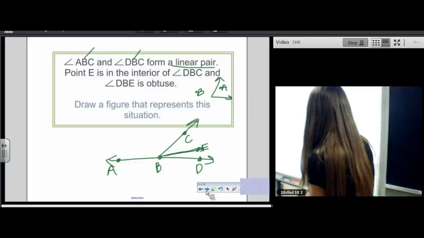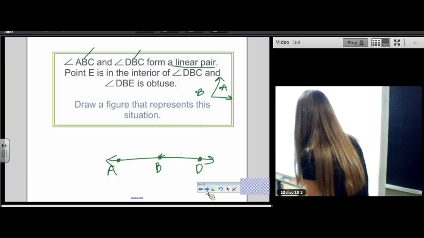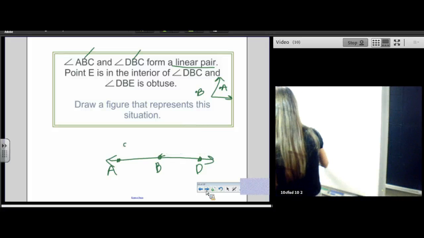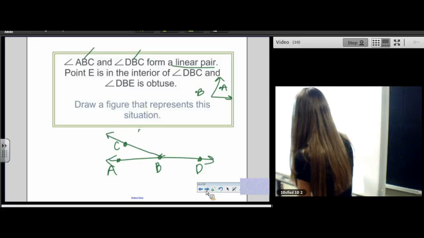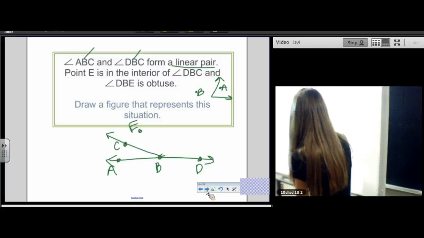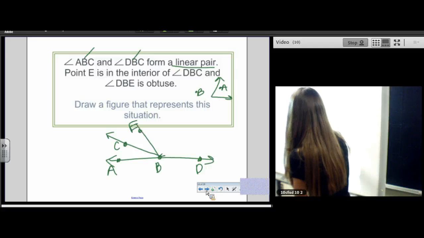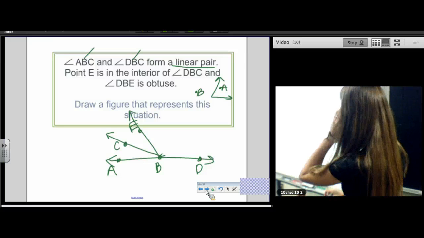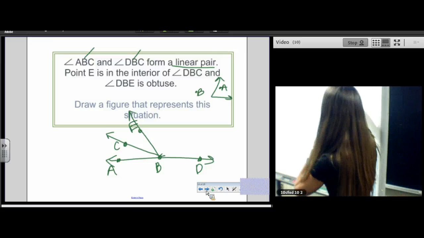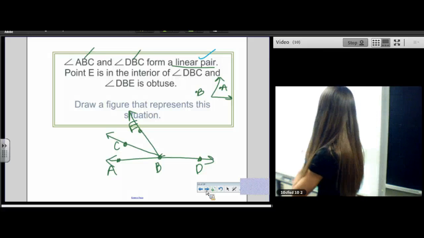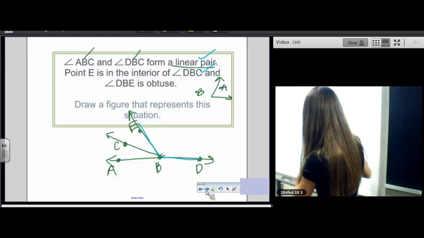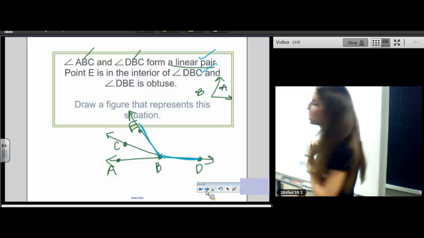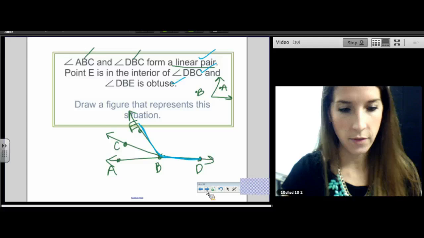But now I know exactly what to do. I know that now C needs to go over here because I need room. And then E can go anywhere over here as long as it's past 90. And now I think I have the right situation. Are they a linear pair? Check. Is point E in the interior of DBC? Check. Is DBE, is that angle obtuse? Check. So good. Yours should have looked a little bit like that.